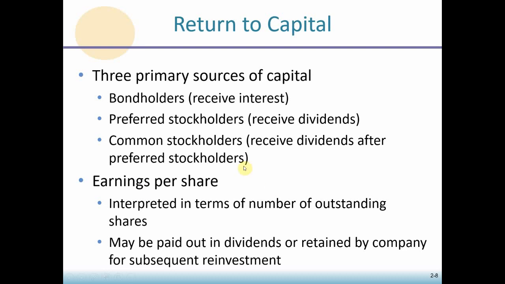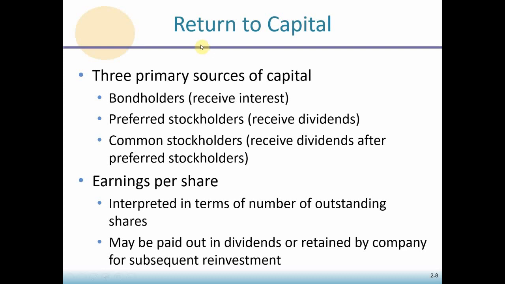Common shareholders then are folks that, typically when we say we're following the market or looking at the Dow Jones Industrial Average or the S&P or the NASDAQ, that's what they're giving us, how those common shares are being traded. Common shareholders are the people that actually own the corporation, okay?